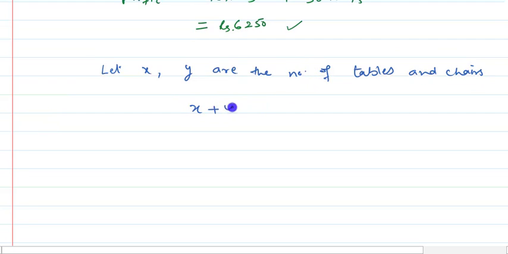So one of the inequations that we are getting is X plus Y less than or equal to 60, because the total items should not exceed 60, either less than 60 or equal to 60. So this is one of the inequations.